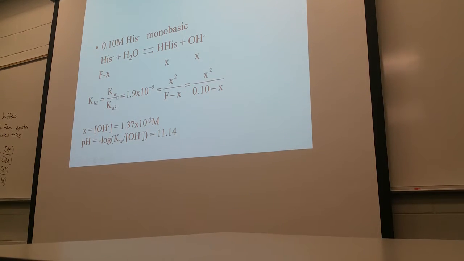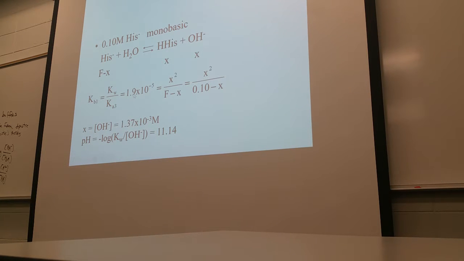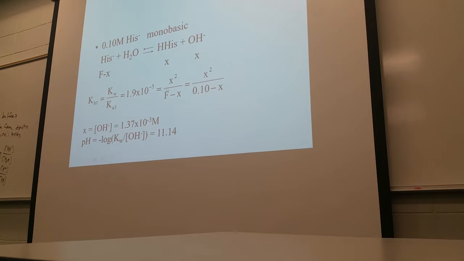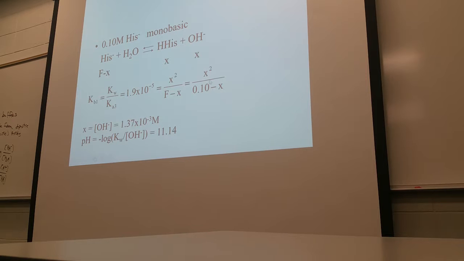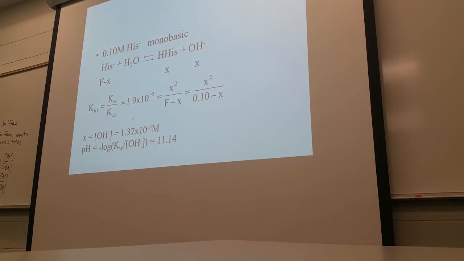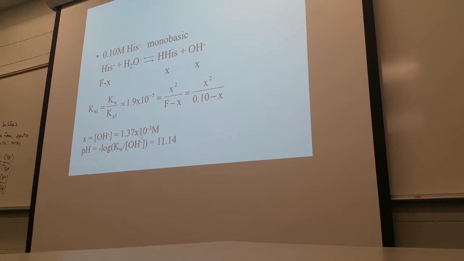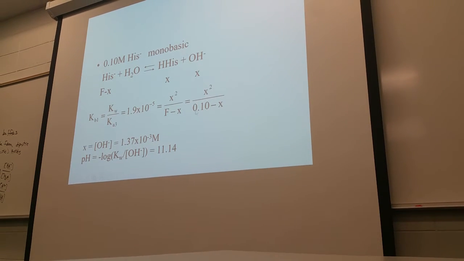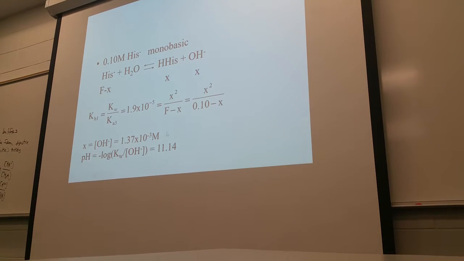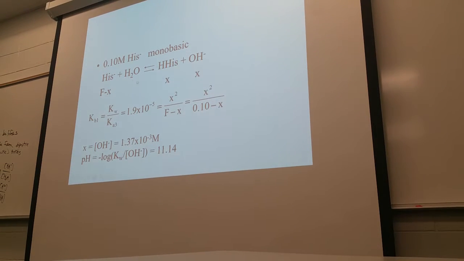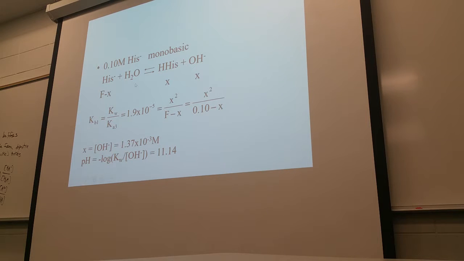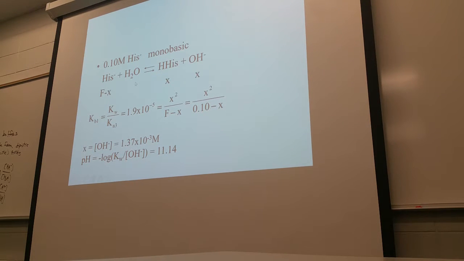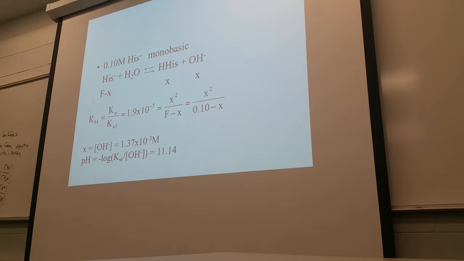So KB1 would be KW over KA3, and that turns out to be 1.9 times 10 to the minus fifth equals x squared over F minus x. We're going to assume this is a monoprotic system again. If you do this, remember you're generating hydroxide, and hydroxide comes out to 1.37 times 10 to the minus third. In this case, you can make the assumption that F is greater than X. I think you're going to be safe to do that, especially considering how small that is relative to 0.1. It's at most about 1%, 1.5% of the total.